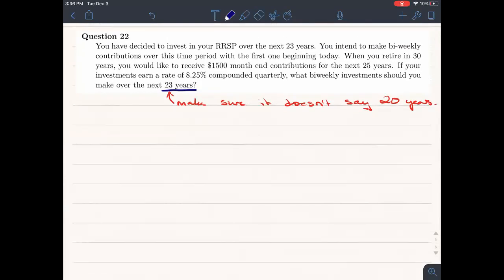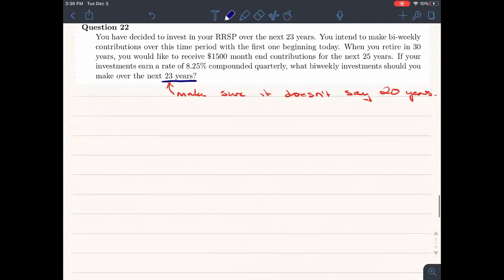This one, I really think that you should just use your calculator. It's going to be a lot easier. I didn't see anyone try to do it by hand on the test, so that's good. It would be very time consuming.